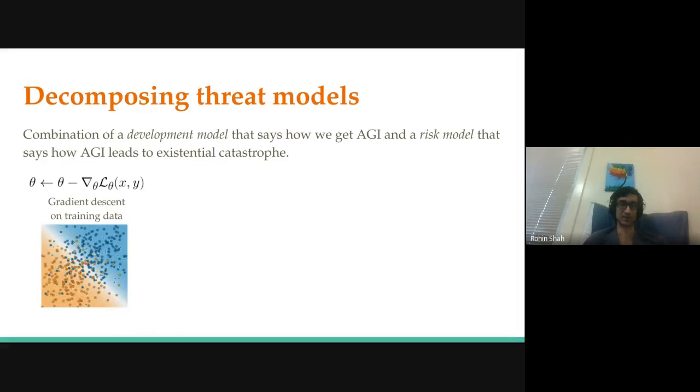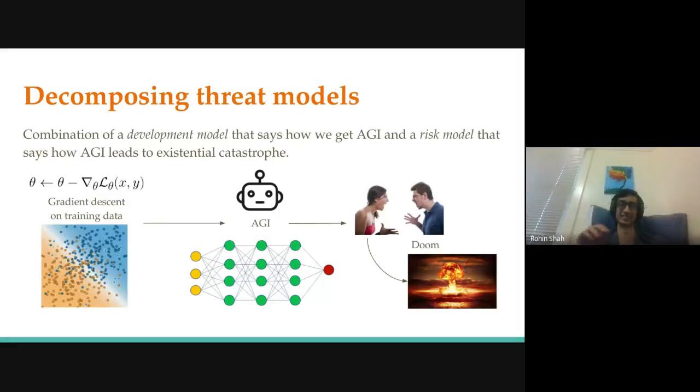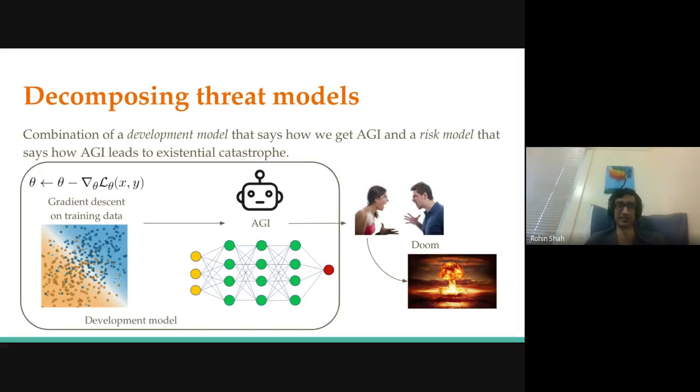Cool. So here's an illustration. One threat model could look something like this, where we say the way we get to AGI is we do gradient descent on some training data, which gives us this AGI over here. That's a neural network. And then this AGI happens to act in the world in a way that makes people very angry with each other. The US and China's relationship escalates further, and eventually we get nuclear war, and that kills us all. It's not a very good story, but if you could flesh this out and make it sound actually reasonable, or perhaps not likely, but at least plausible, that would count as a threat model. And then the first two steps on the left would be the development model. And then the two steps on the right would be the risk model.